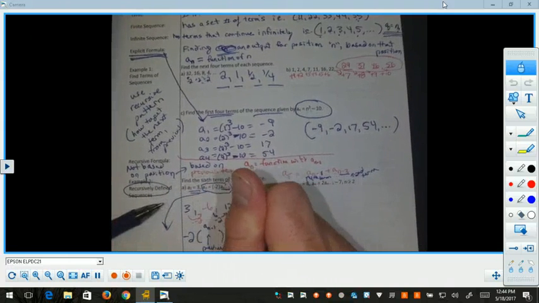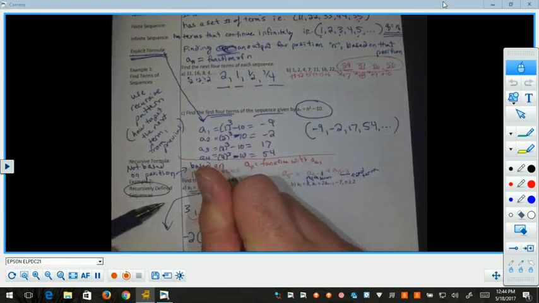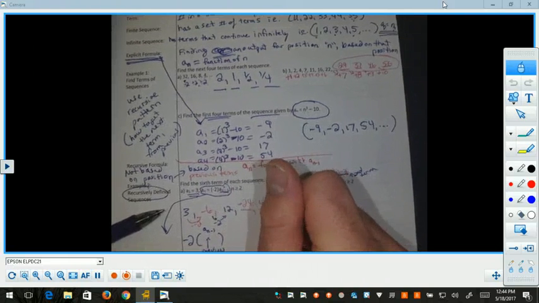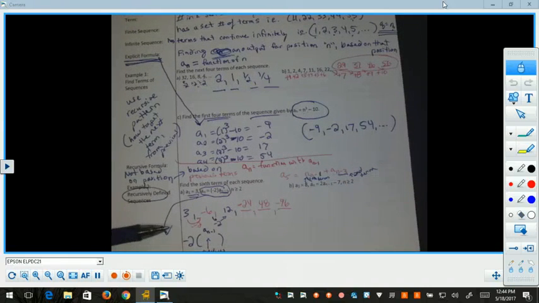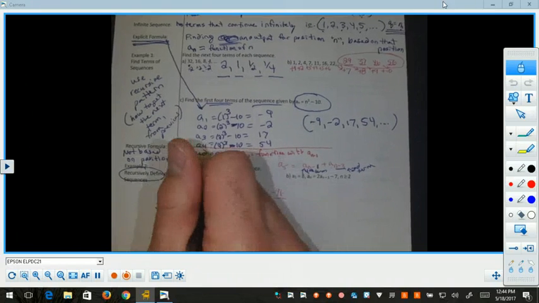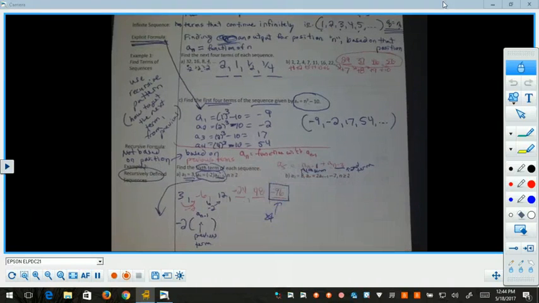I need to do 3 more of these to get the first 1, 2, 3, 4, 5, 6 terms. So 12 times -2 is -24, positive 48, -96 would be the 6th term. Now, they actually didn't ask for the first 6 terms. They actually asked for the 6th term, so our answer would be this.